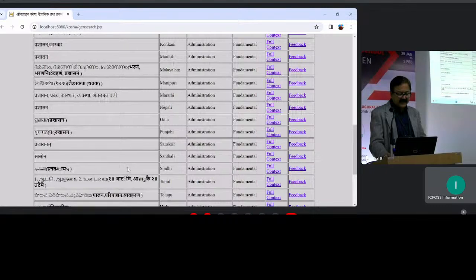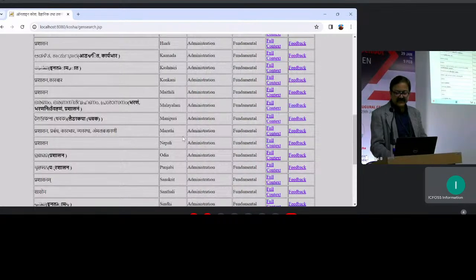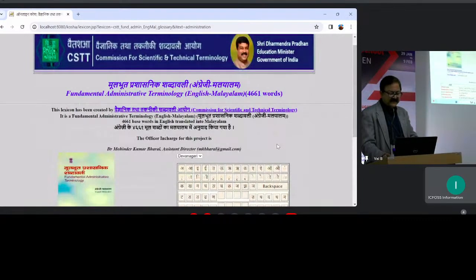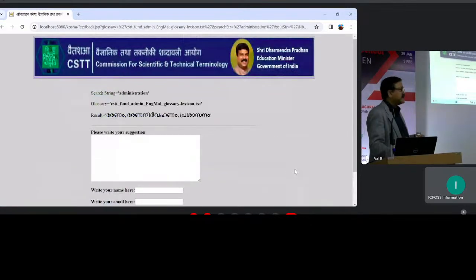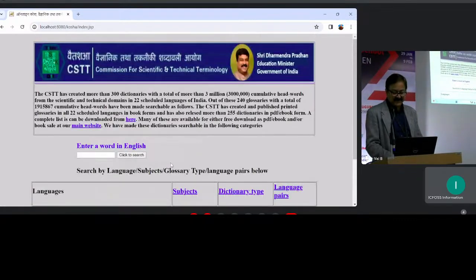I can then get the entire context of the word. I can get the full context of the word administration in Malayalam, and it says administration of justice, administration of and so on, all these types. And if you think a word needs learning, you can give feedback. All of that is going to be live very soon, and I'm doing the security auditing right now. I'm the only programmer.